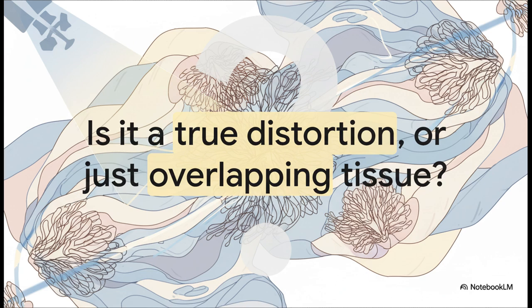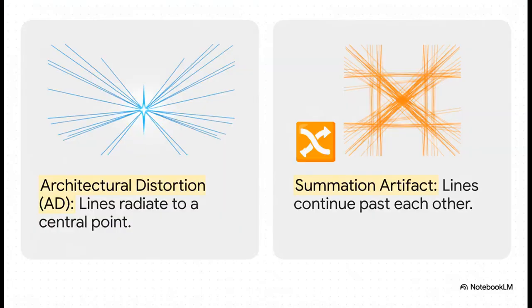So the big question is, are we looking at a real distortion, or is it just a trick of the light? And here's how you tell the difference. With a true AD, all those radiating lines, those spokes, they all come together at one single point and then they just stop. But with a summation artifact, that optical illusion, the lines look like they just pass right through each other. There's no central point holding them all together. It's a super subtle difference, but it's absolutely critical.